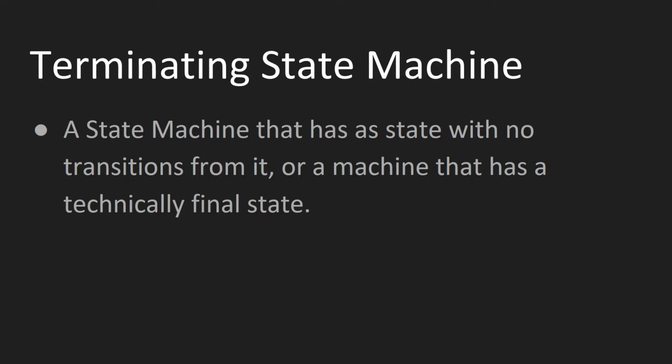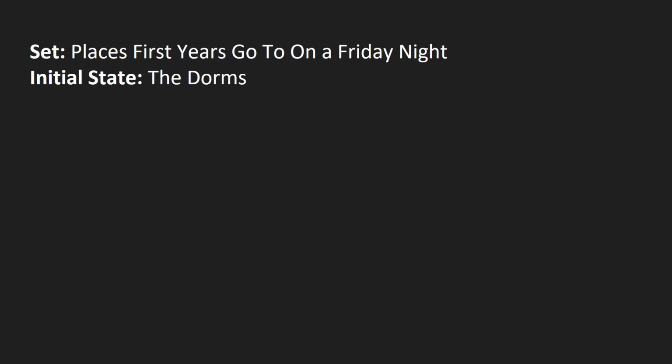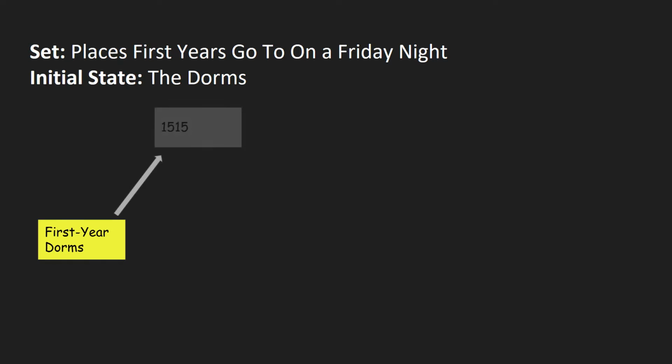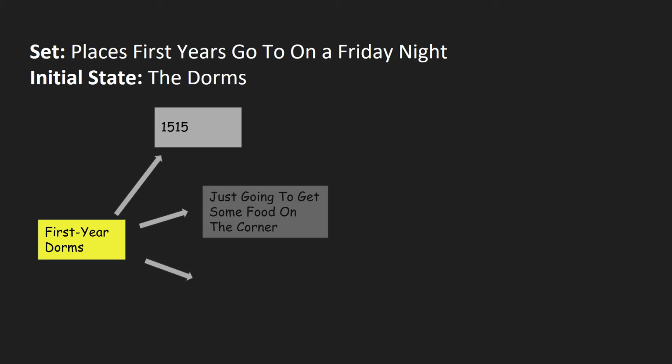A terminating state machine is one in which at least one state has no transitions originating from it, meaning that once you arrive at that state, there are no further transitions to make and the state machine is done. We will define a set of places first years go to on a Friday night, and the initial state will be first year dorms. A first year can either go to 1515, just go out to get some food on the corner, or go to a pregame.